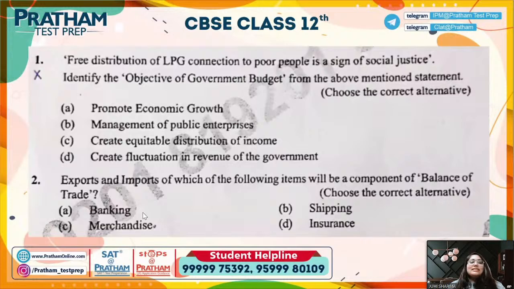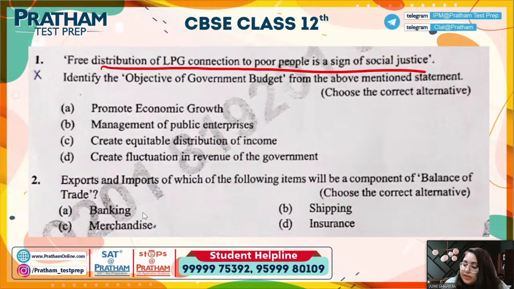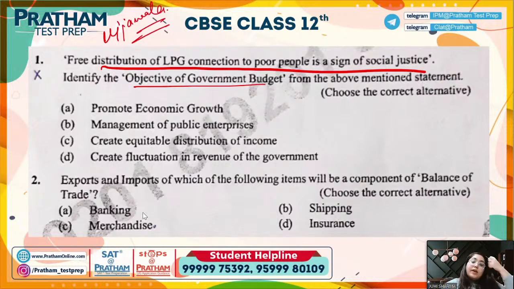Let's quickly see the first question: free distribution of LPG connection to poor people is a sign of social justice. Now you need to identify the objective of the government budget. इस particular government budget में the free distribution of LPG connection. LPG is the liquefied petroleum gas connection, जो आपका cooking gas connection है, उससे बात हो रही है. It is not liberalization, privatization, and globalization. It is basically under the उज्ज्वला योजना. उज्ज्वला योजना के अंदर free distribution of LPG connections दिए जाते हैं to the poor people.